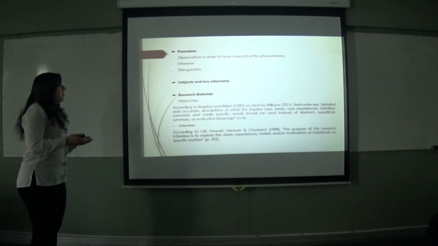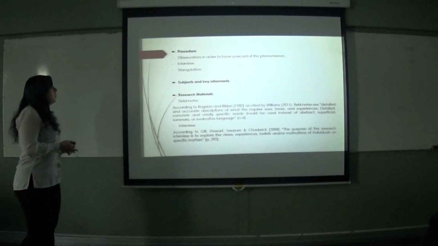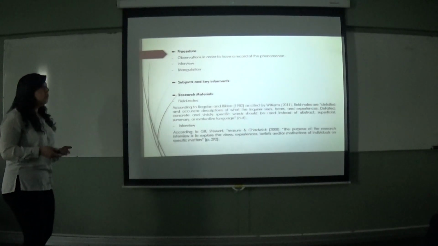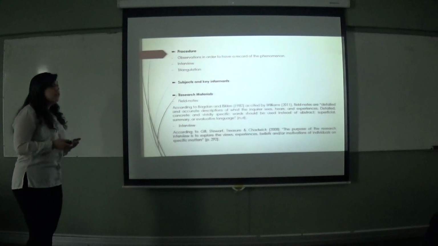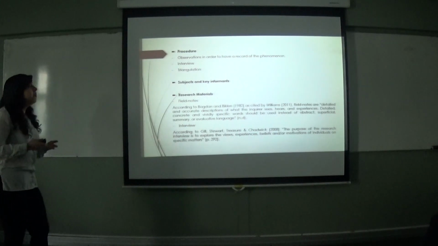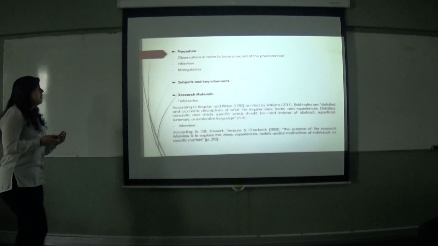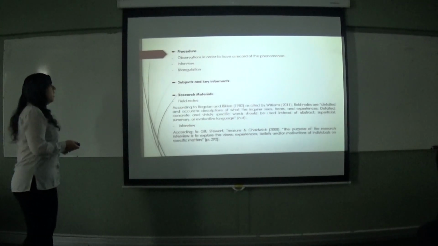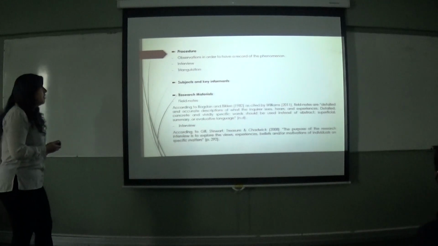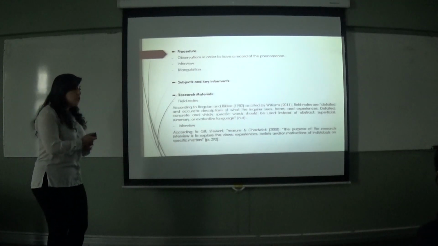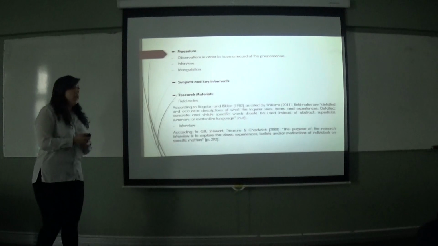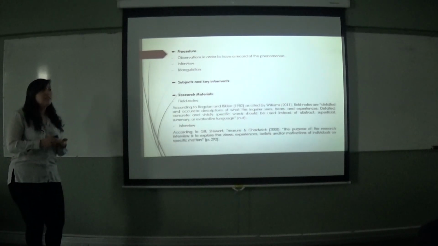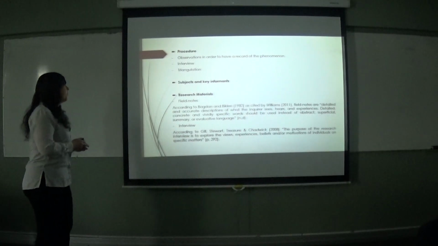The procedure in this research is going to be observation in order to have a record of the phenomenon. Then an interview will be implemented, and finally both pieces of information will be triangulated in a matrix. The subjects and key informants will be chosen with purposive sampling, and they will interview 6 students.